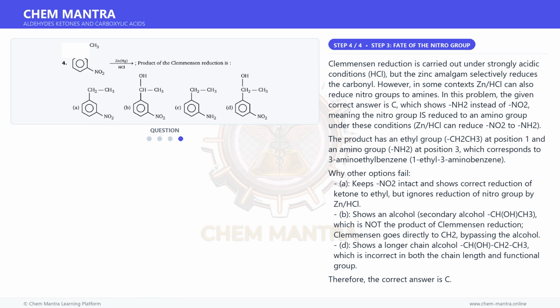the nitro group by Zn/HCl. B shows an alcohol, a secondary alcohol, CH(OH)CH3, which is not the product of Clemmensen reduction. Clemmensen goes directly to CH2, bypassing the alcohol. D shows a longer chain alcohol, CH(OH)CH2CH3, which is incorrect in both the chain length and functional group.